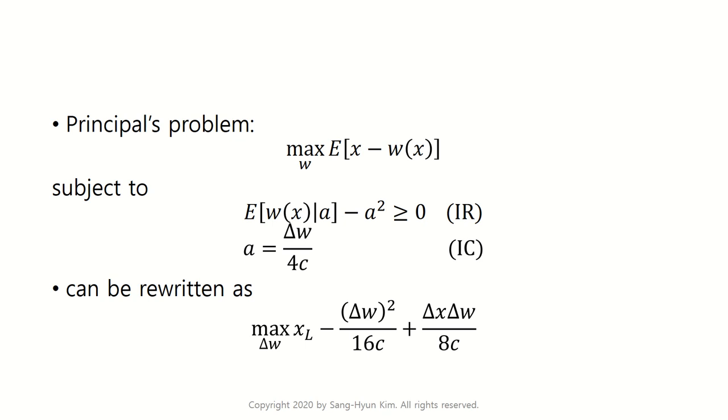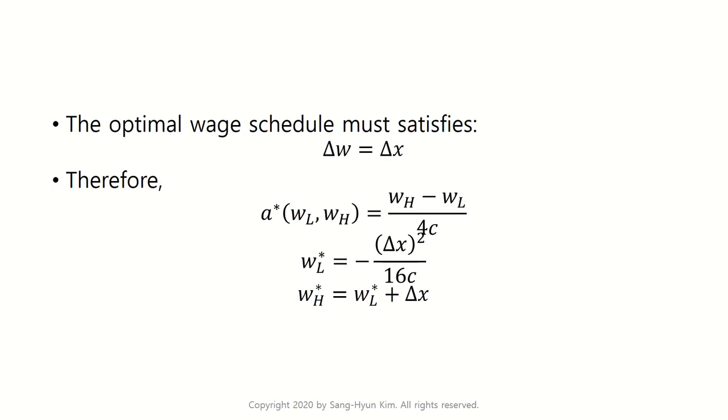Okay, and it's an unconstrained optimization problem, so it's very easy. And as you can see, this objective function is a quadratic function of delta W. So you just differentiate this quadratic function with respect to delta W, then you will get a very simple first order condition, and if you solve it, then you derive this condition. So the optimal wage schedule must satisfy this: delta W equals delta X.